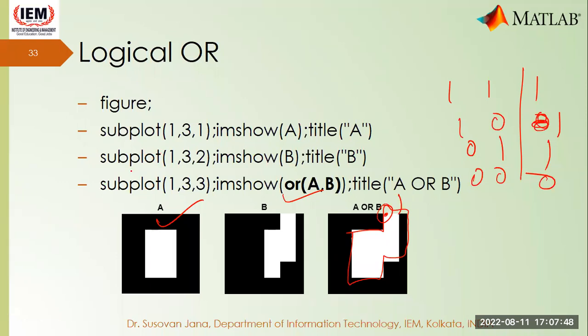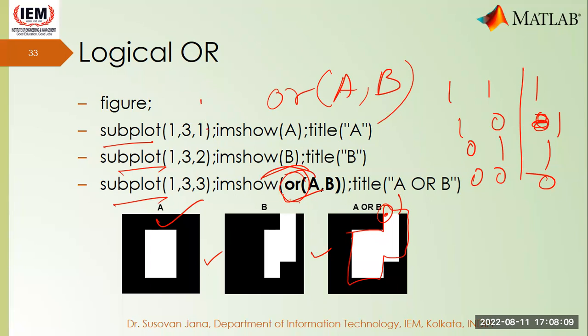And see, I am just talking about the subplot. If you display multiple images using subplot, you will have a little bit of gap between images. The function is OR. You just use OR, and in between you provide your input images, and you will get output. I have directly displayed the output in imshow. I have not assigned it to another image variable. You can do it.